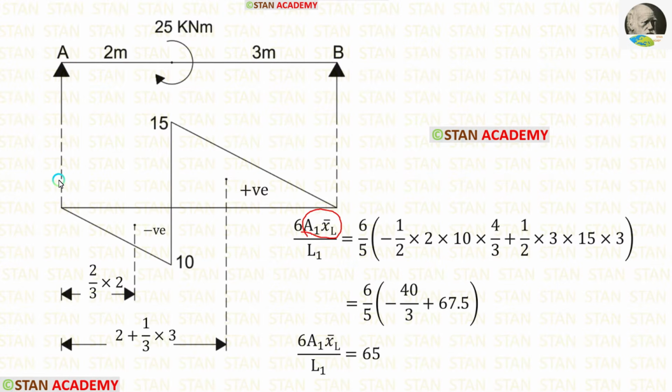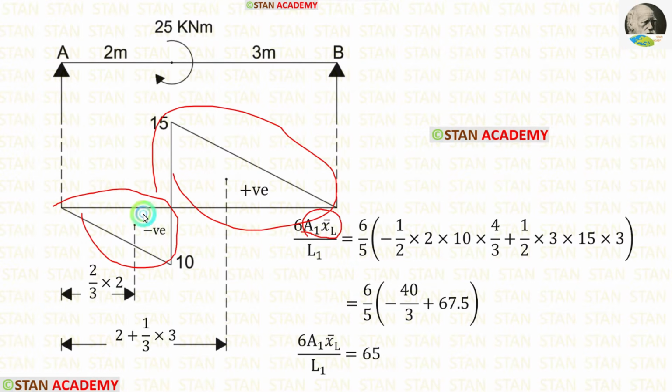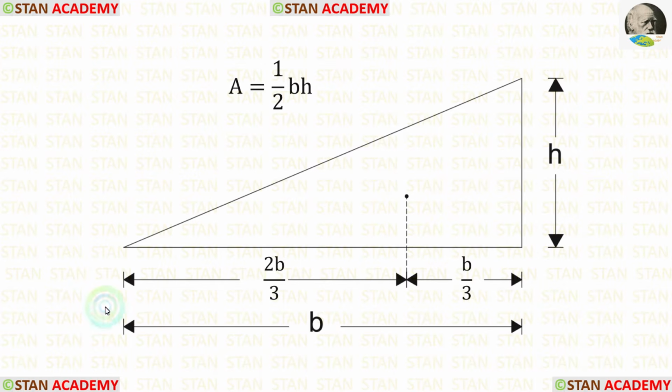Here there are two triangles. One is below the line and one is above the line. In this kind of right angle triangles, the centroid distance towards this point is 2b upon 3 and towards the right is b upon 3. The area formula is half into breadth into height.